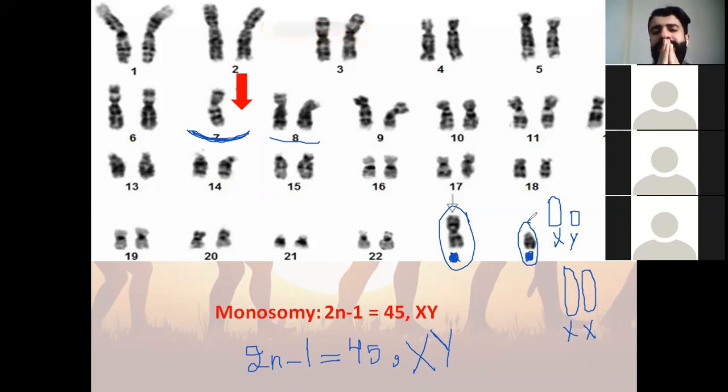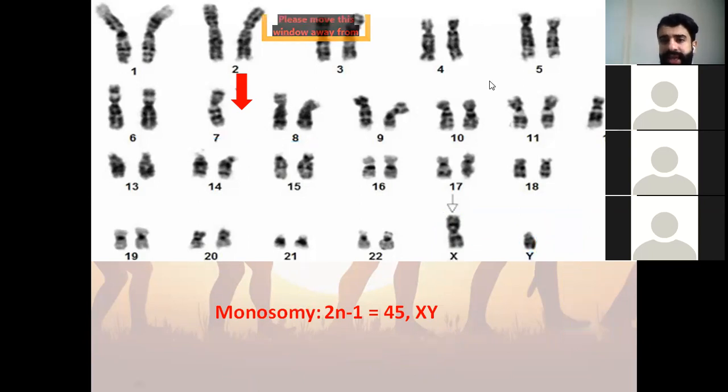Some of you are going to ask me, Mr., what about YY? It can't be YY? Sure, it can't. Why? Because you can't have two Y's as sex chromosomes. So here we can determine this. Whenever we have monosomy, it's 2n minus 1 equals 45, comma, XY. In this case, maybe it's going to be XX. So this is the second case.